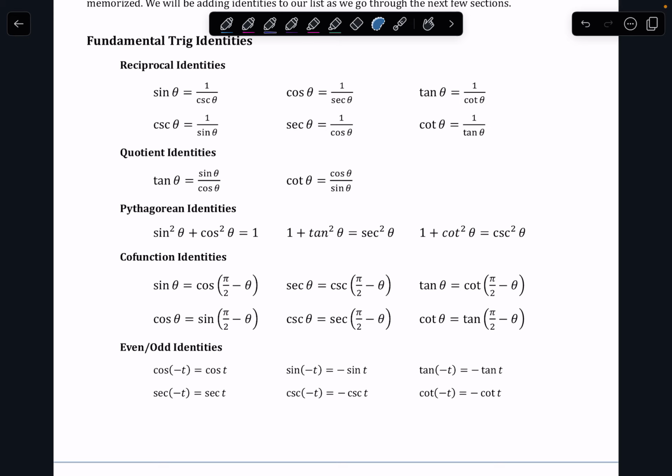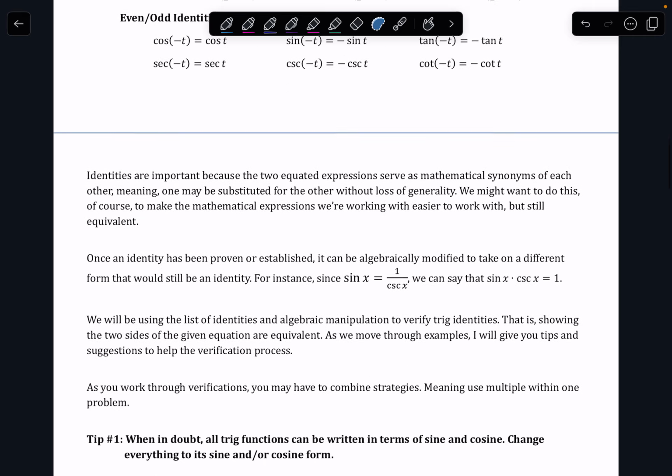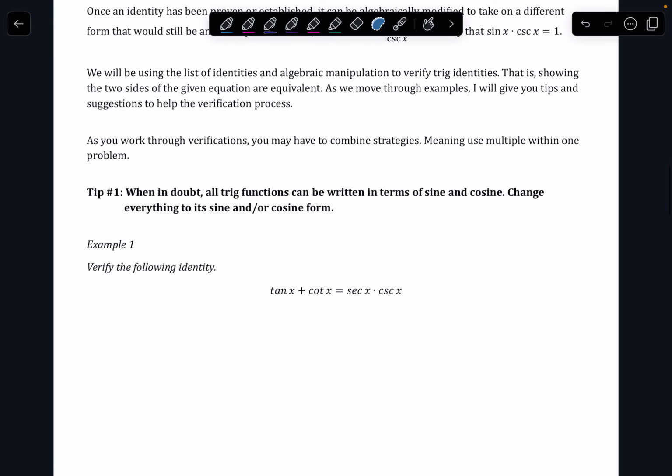Also, be very, very mindful of your algebra. Algebra errors are extremely costly when trying to verify a trig identity. So, moving into examples. There's multiple ways to verify a trig proof or verify a trig identity. We're going to go through several suggestions for ways that you can get to the other side.